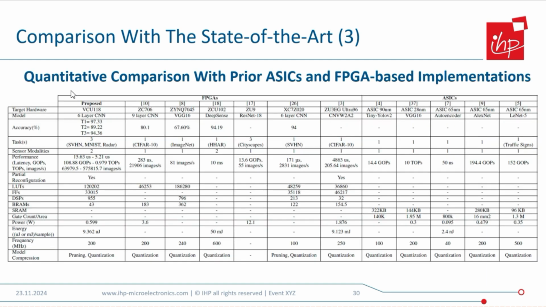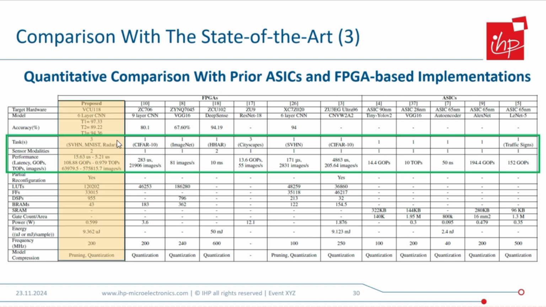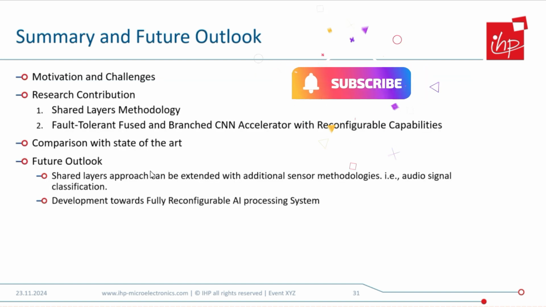And now in this table, we have quantitatively analyzed our results as compared to FPGA based studies and also ASIC based studies as well. You can see that our results have been competitive. While the other studies are using only one dataset or mostly datasets from similar modalities, we are using 3 datasets or 3 tasks from 2 different sensor modalities, radar and camera. You can also have a look at the power, how much reduced power we have as compared to the other studies. So let's summarize this video as well.